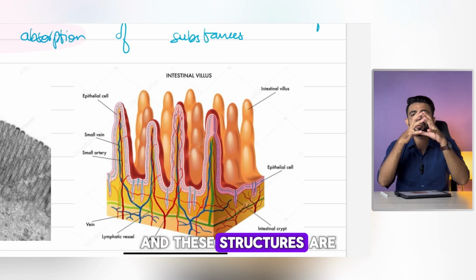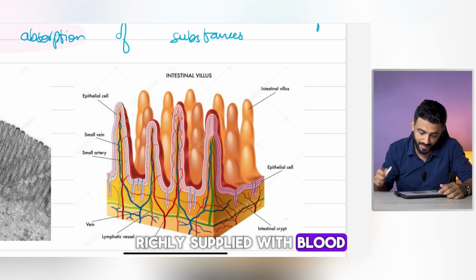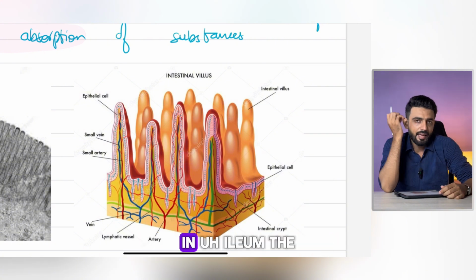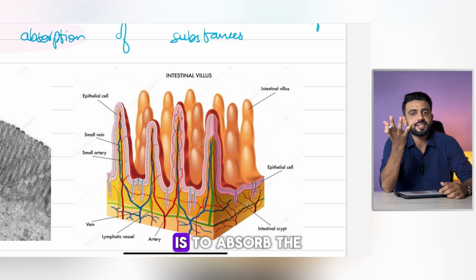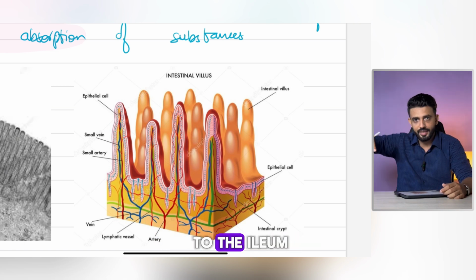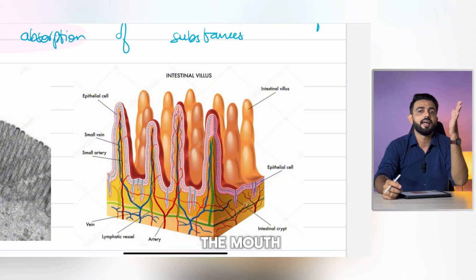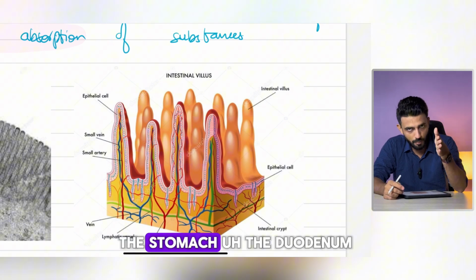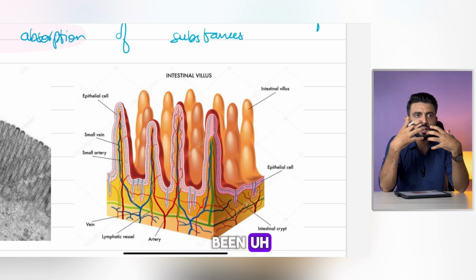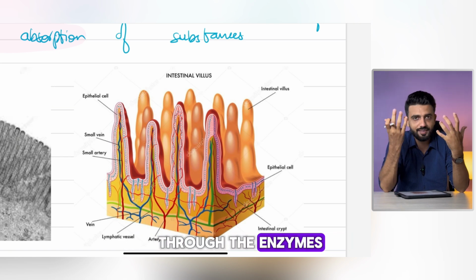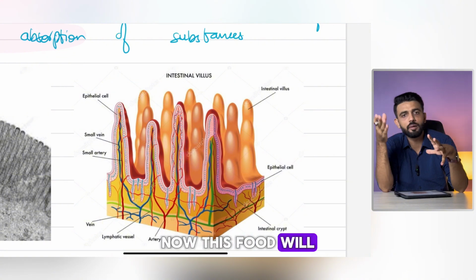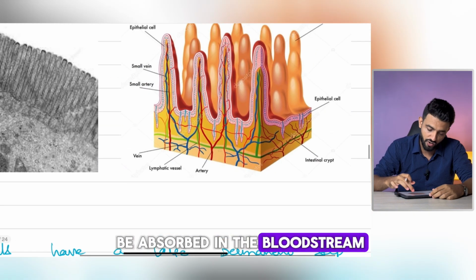And these structures are richly supplied with blood capillaries. As you can see, these are richly supplied with blood capillaries. In the ileum, their function is to absorb the digested food. When the food goes to the ileum, it has already passed the mouth, the stomach, the duodenum. So it has already been through the different parts, through the enzymes, and it has been digested already. Now this food will be absorbed into the bloodstream.